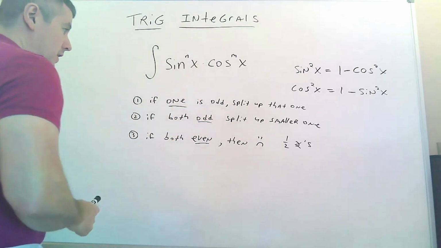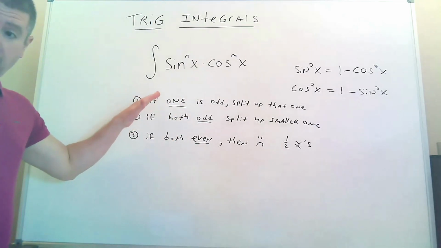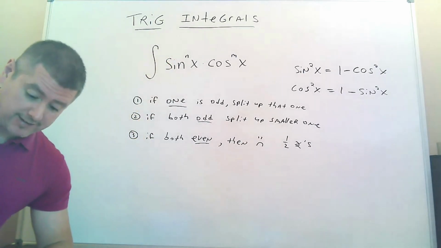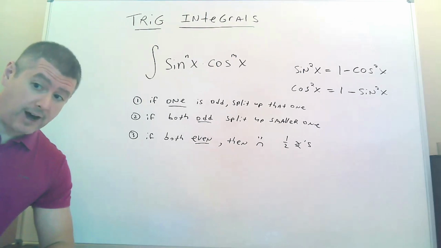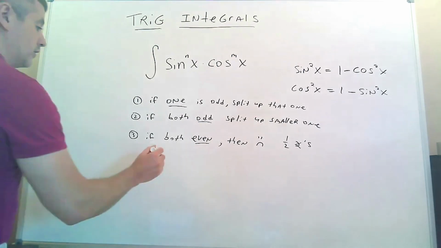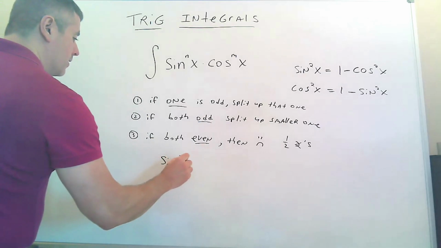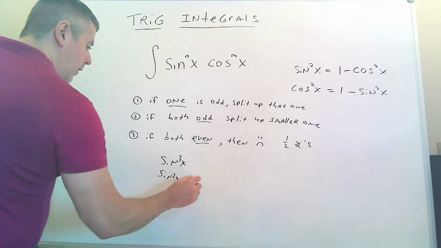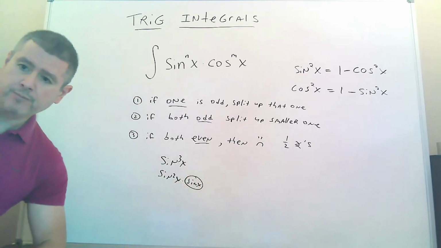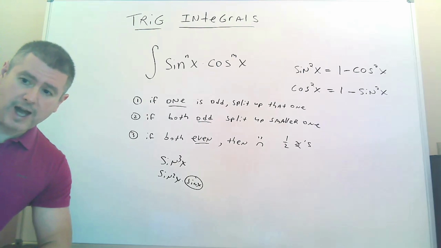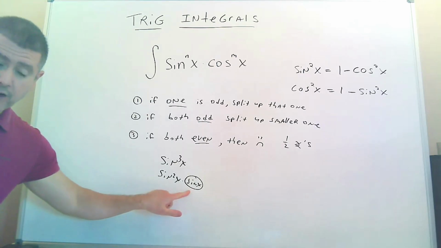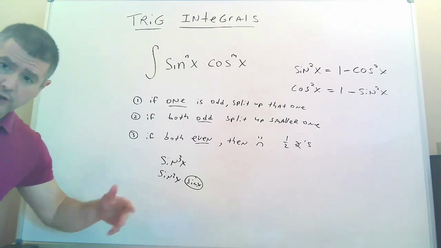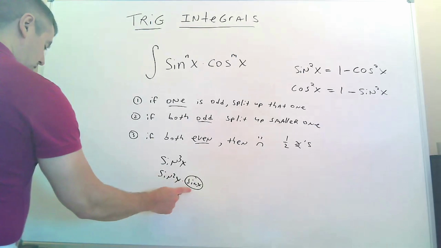If one of them is odd, then that means the other one is even, right? So you would take the one that's odd and split it up like so. If you had sine to the third, you would split it up as sine squared times sine. The one that you pulled off will be the du. That means the u is the opposite of whatever you pulled off. If this is sine, then the u is cosine. If this had been cosine, then the u would be sine. The u is always the opposite of the one you took.